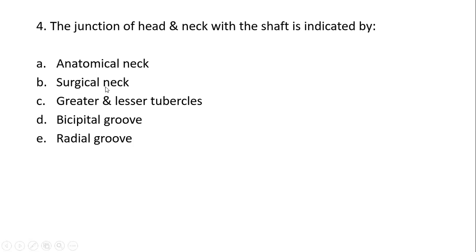Surgical neck. Yes. Surgical neck is basically the true option because at this level, the upper end is demarcated or is joined at the shaft. And that joining is demarcated by the surgical neck. Greater and lesser tubercles, no, they again form the part of the upper end. Bicipital groove, no, it is merely a groove extending from the upper end a little bit over the upper part of the shaft. Radial groove, no, it is actually part of the shaft of the humerus. It has nothing to do with the upper end of the humerus.